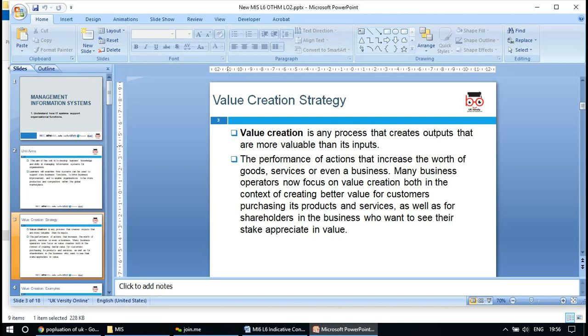Did you get it? Yeah, I get it now. So basically, that's value creation, and people try to do something where they input less and get more. That's the idea behind value creation. Makes sense? Yeah, I get that now.